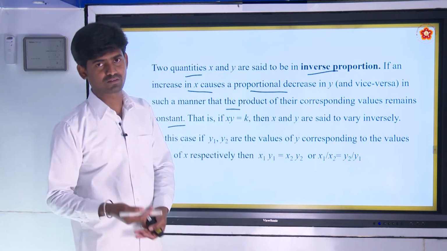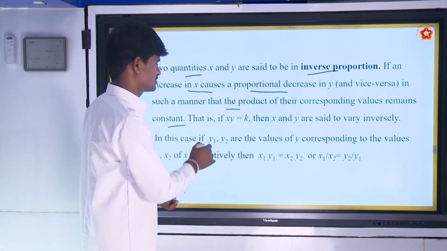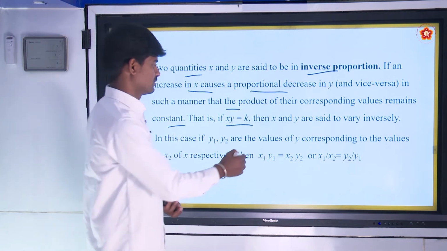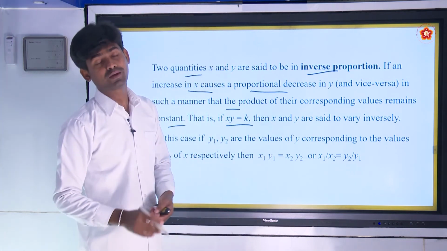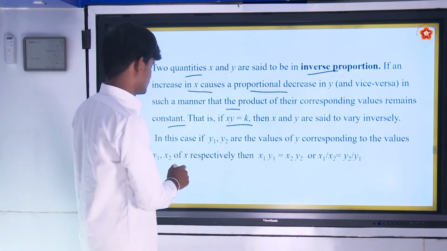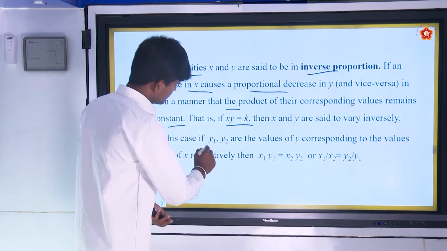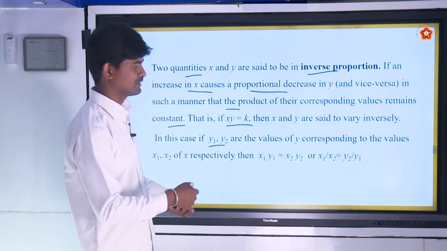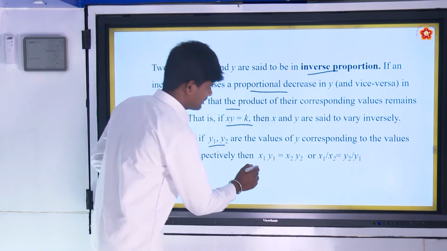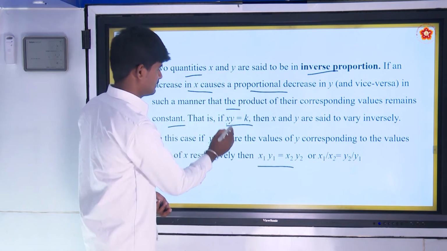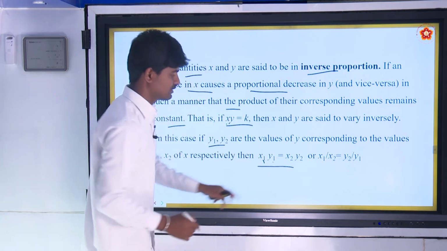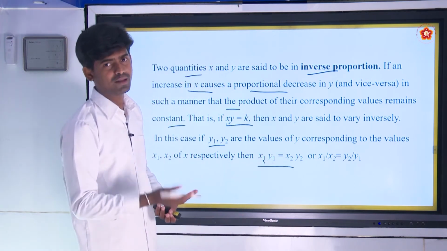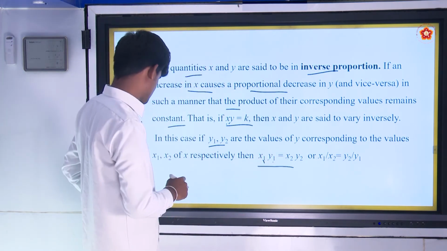Product means x into y is equal to k, that is, it remains constant. See, xy is equal to k. We don't know the value, so we put it as k. So then x and y will vary inversely. Suppose x1 and y1 are values of x and y, and x2 and y2 are the second values. So how can we write? x1 y1 is equal to x2 y2, or x1 divided by x2 is equal to y2 divided by y1. Okay, this is the formula.